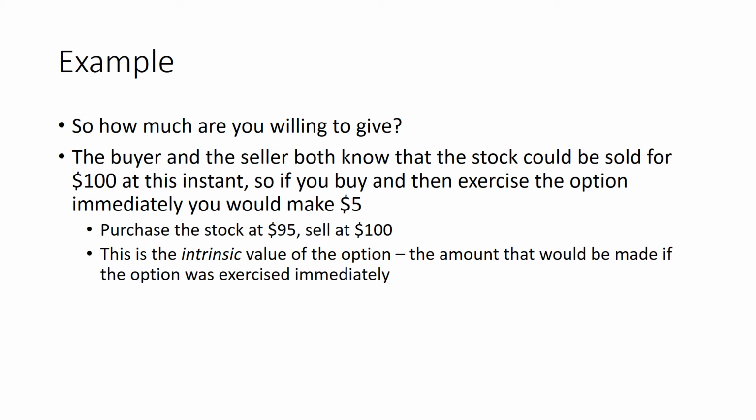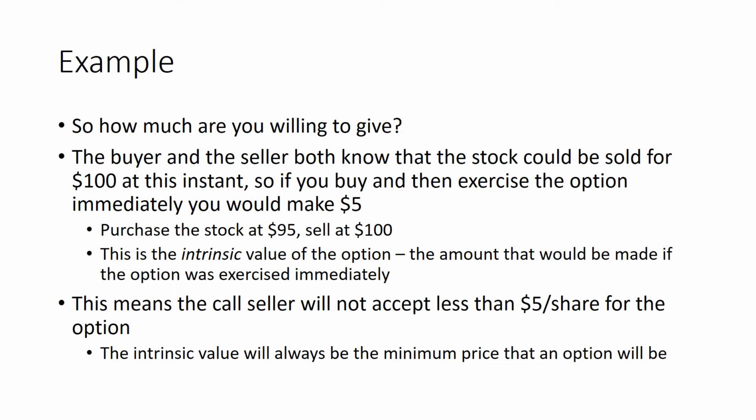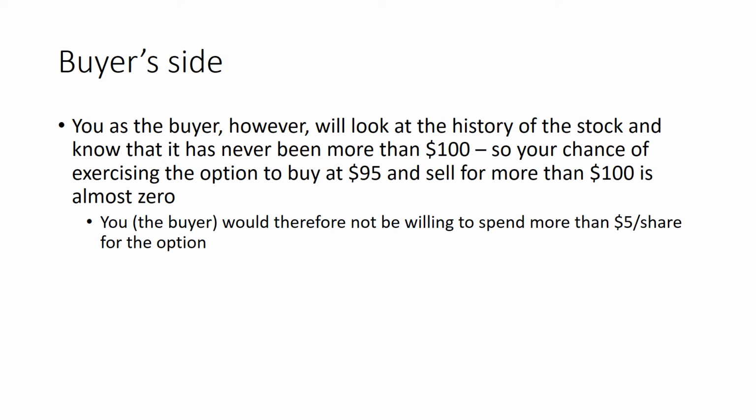That's the intrinsic value, meaning that's the amount that would be made if the option was exercised immediately after it was bought. That means that the call seller's not going to accept less than $5 per share, because that's how much it's worth to him. He can sell his shares immediately for that. So you could look at this as the intrinsic value will always be the minimum price that an option will be.